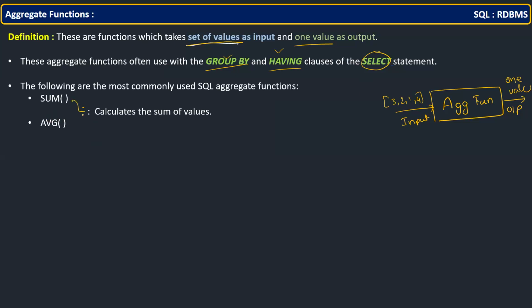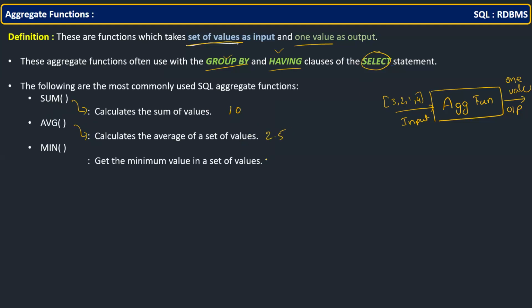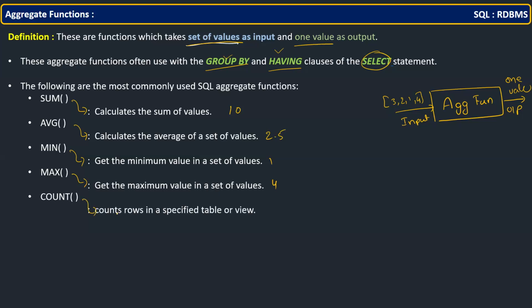Okay. So sum of values. So sum meaning is what actually? So here 3, 2, 1, 4, you just sum it. So 5, 6, 10 is the summation. And then average. So 10 by 4, so it is 2.5. And then minimum value is what? 1. And maximum value is what? 4. And count is what? That means total number of values are 4.